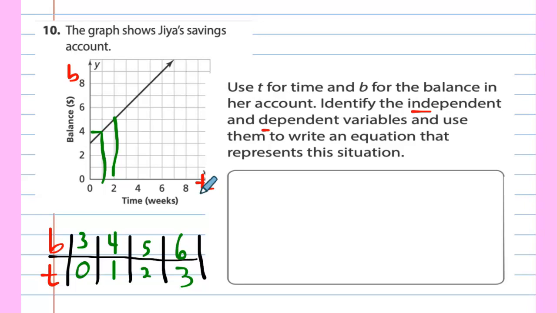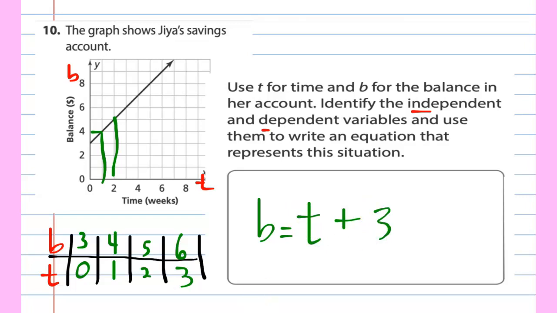Remember the pattern that we had in the previous one? So let's work on that. Since we know that our time is the independent variable and B, the balance, is the dependent variable, what will you do with the time to get the balance? So you're gonna write an equation for that. If you look over here, I could just add 3: 1 plus 3, 2 plus 3, 3 plus 3, right? What do you do with T to get B? So we just add 3. So T plus 3.